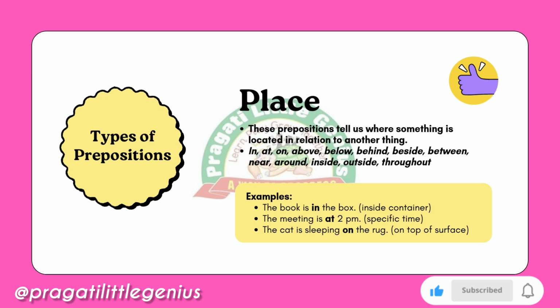Now we will explore the main types of prepositions with meaning and their examples. So our first type is prepositions of place. These prepositions tell us where something is located in relation to another thing.